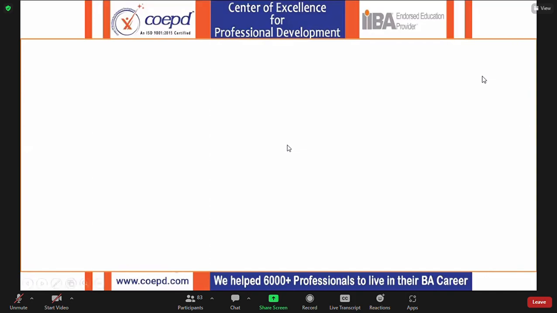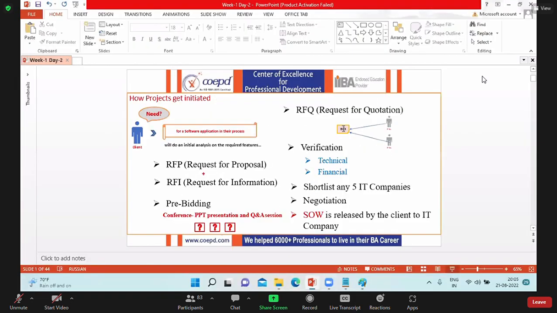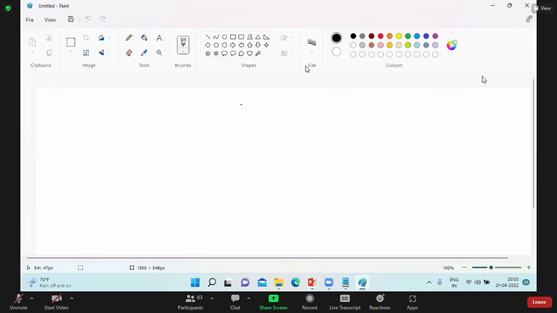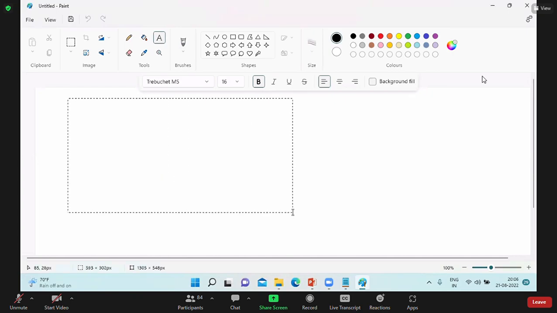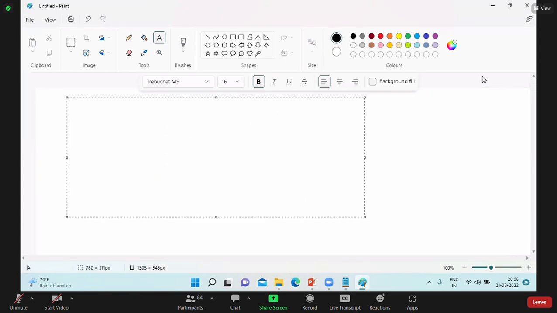For example, we just want to know how the project gets initiated, where it gets initiated, and how it is going to be initiated. So this is what we want to understand. Let me give you an example.